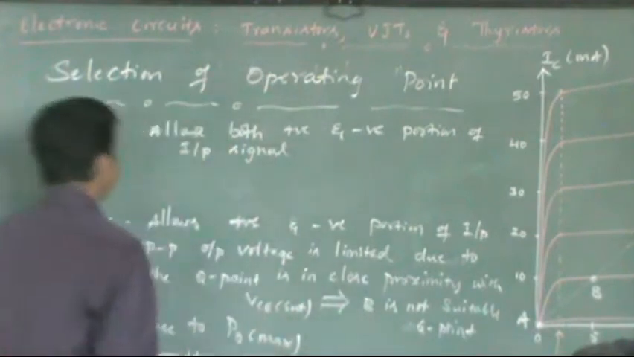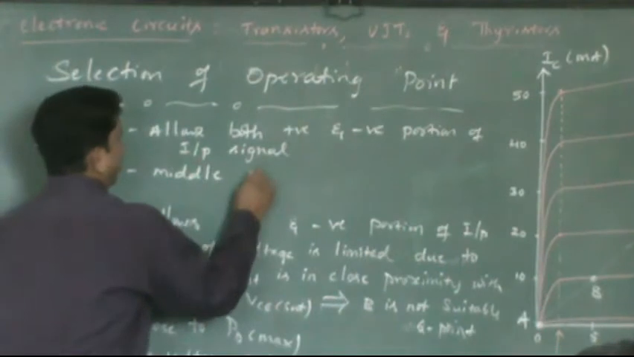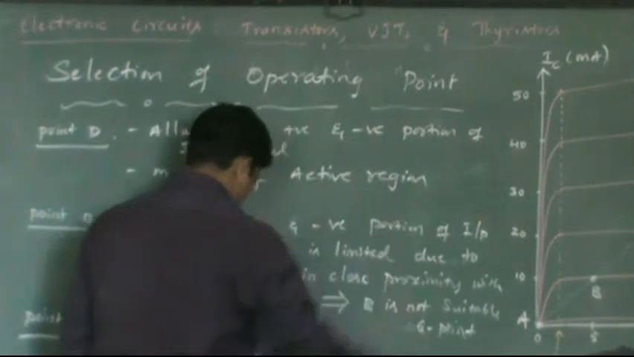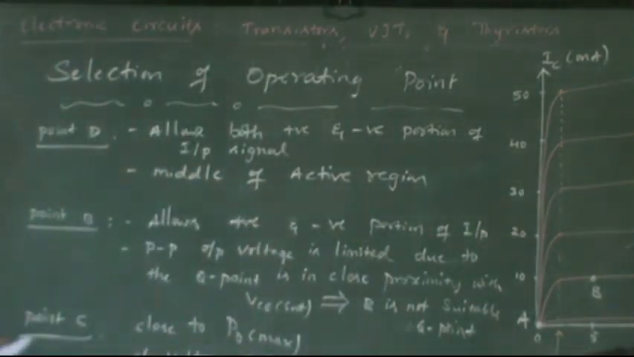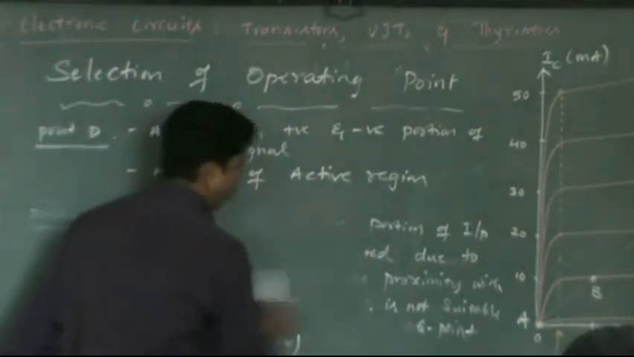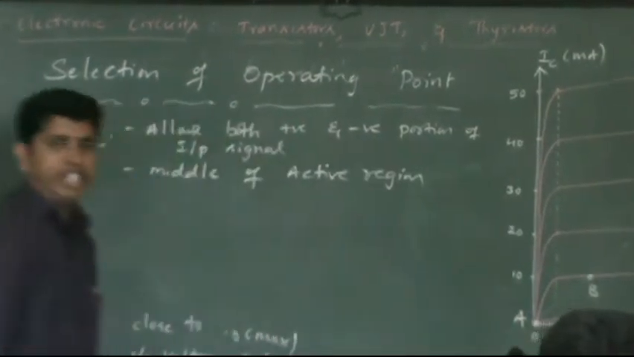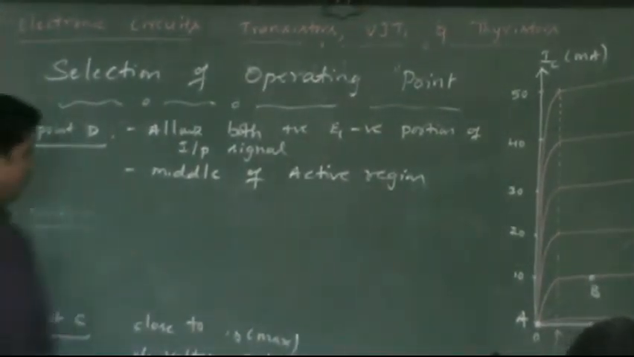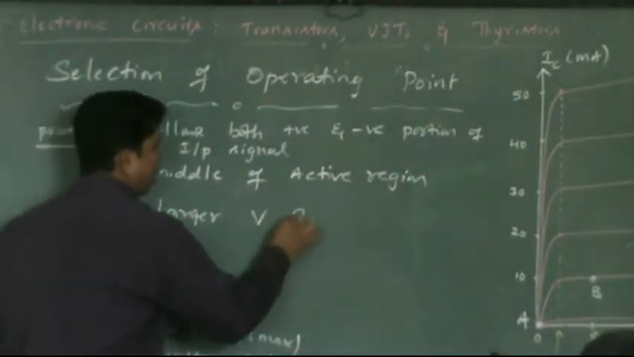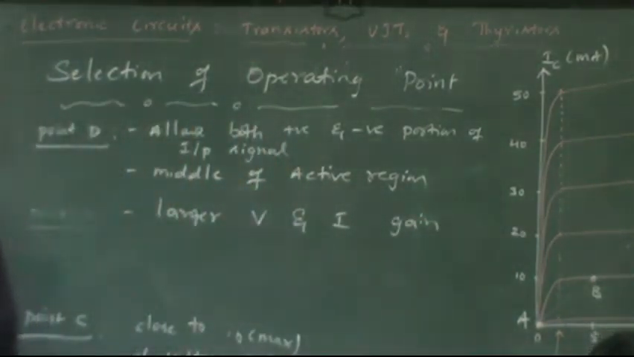That's an advantage for us. So that's the second point: point D is in the middle of the active region. Another advantage is if you choose D as an operating point, you are going to get voltage as well as current gains larger, which you don't get in point A, B and as well as C. Okay, so you will get larger voltage and current gains. That's what we expect from the amplifier.